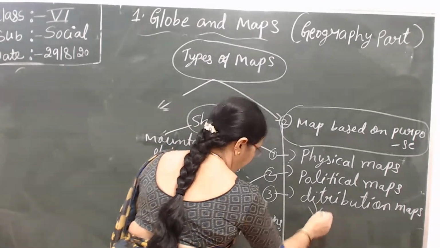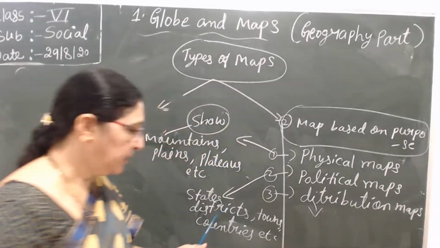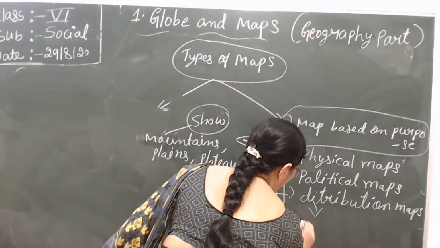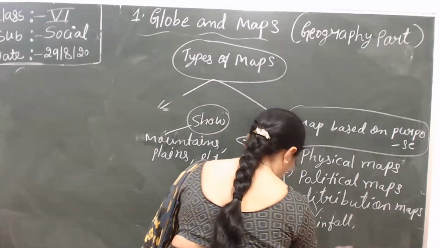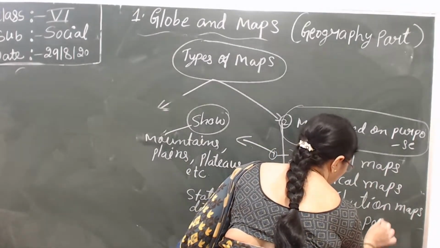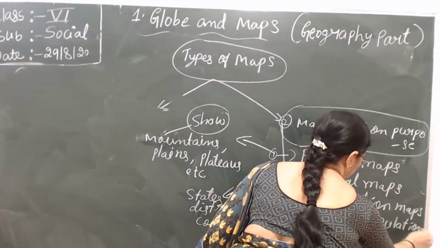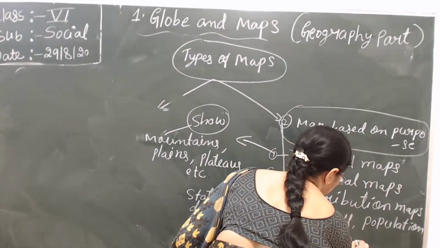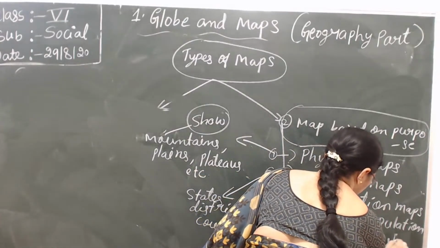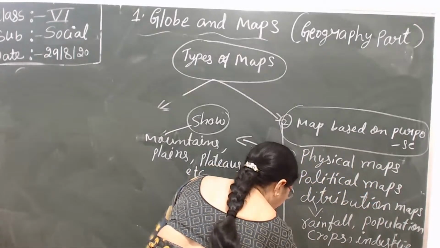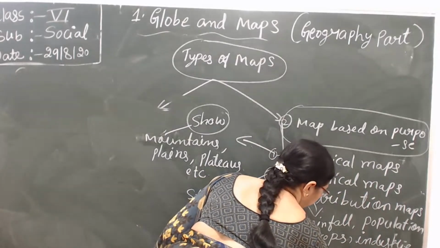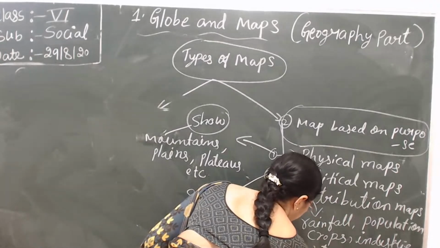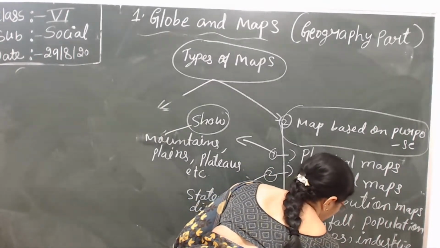Next, distribution map. This map shows definite features. Example: rainfall, population, crops, industries, waterways, roads, railways. Okay.